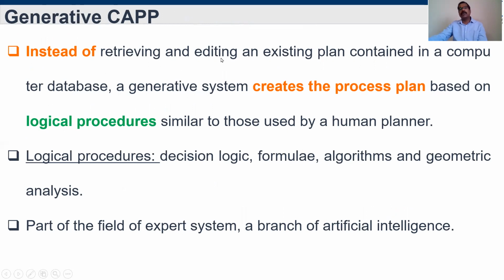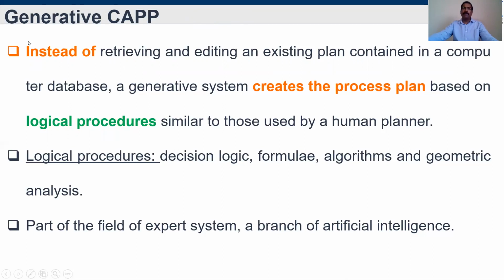Instead of retrieving and editing, that is, a retrieval type or variant type computer aided process planning, in a generative type, instead of retrieving and editing the existing plan, a generative system creates a new process plan. Okay, it creates a new process plan. How? Based on logical procedures, basically done by who?